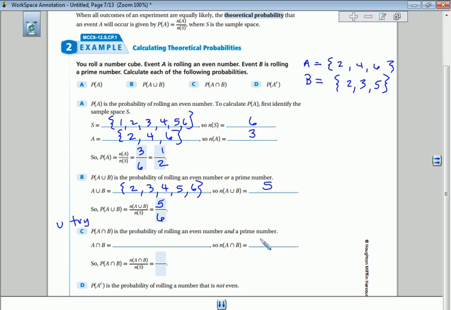Okay, so when we look at A and B, the only element that's in both is 2. So there's one element, so it'd be 1 out of 6, or 1/6. Okay?